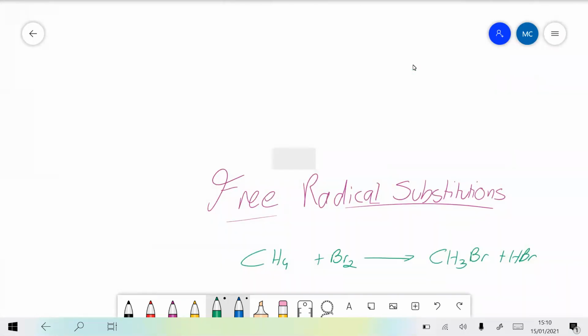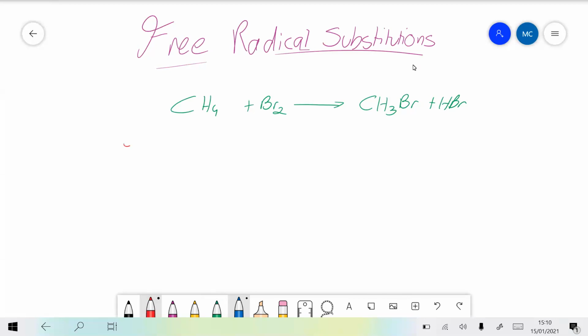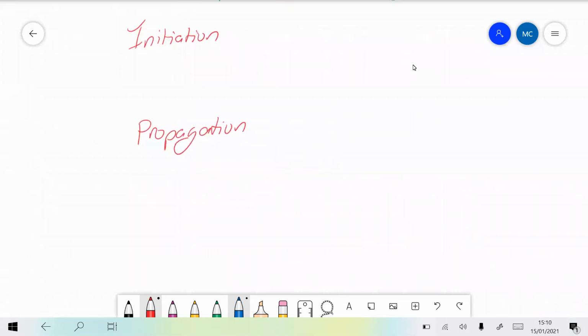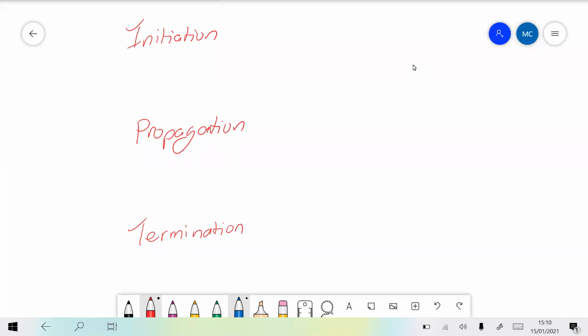And hopefully, you all know by this point that here we have an initiation, propagation, and eventually termination. So initiation is to start. And here we will break a bromine bond to form two Br radicals.